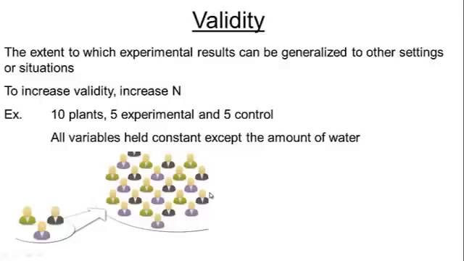The picture here sort of represents for us the idea of generalizing results. If this is our sample of the larger population, if we design an experiment well, we should be able to take the results that we get from our sample, and we should be able to generalize it to a larger population and get the same results in a different setting.